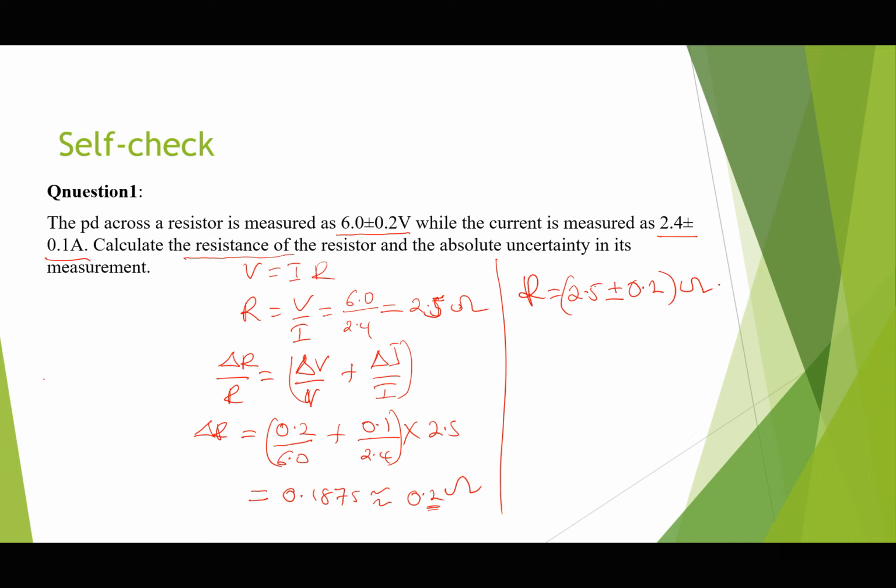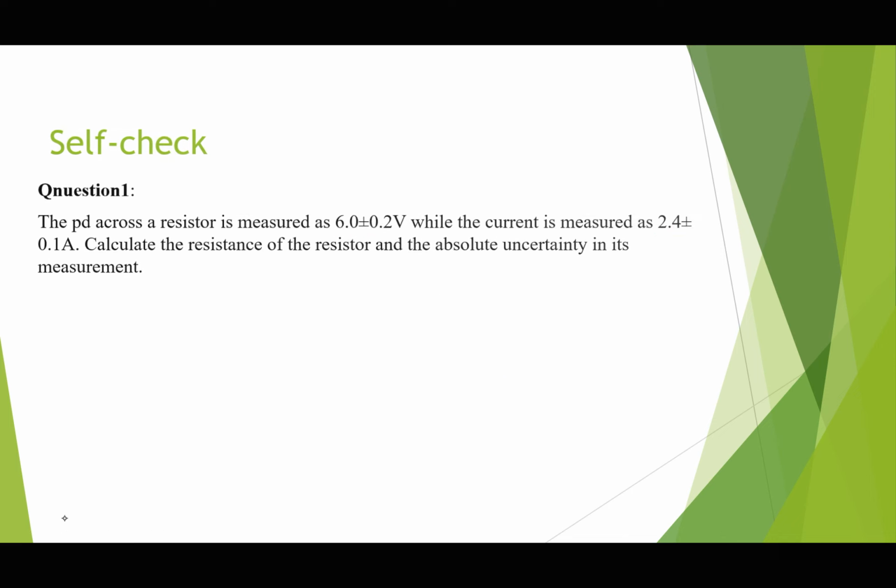You can also go ahead and check using percentage uncertainties, but since by the time you reach percentage uncertainties, you'll have passed through fraction uncertainties, and here the answer is required in absolute uncertainties, there is no need for you to again convert to percentages. Let's proceed.